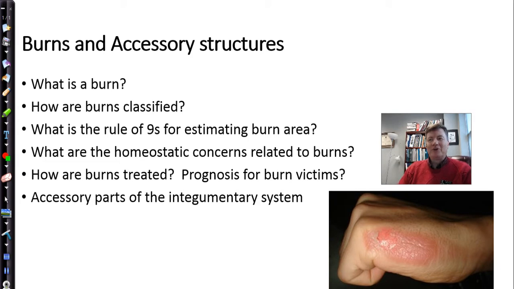We'll focus here on burns and accessory structures of the integumentary system. So we'll throw in the hairs, nails, and glands in the last couple slides here. We'll look here in this video at what a burn is, how they're classified, rules of nines, homeostatic concerns following a burn, briefly looking at treatment and prognosis, and then accessory roles, or accessory parts rather, of the integumentary system. Incidentally, before we move on, looking here at a second-degree burn, and we'll talk about how you can tell that in just a moment.